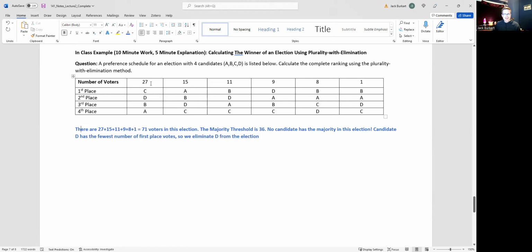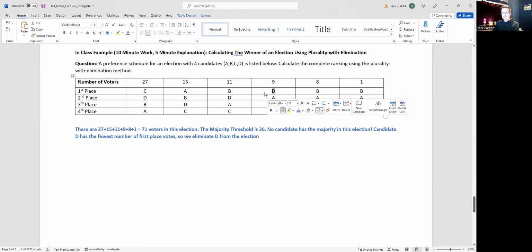Candidate C has 27 votes. That's not a majority. Candidate A has 15 first place votes. That's not a majority. B has 20 first place votes, not a majority, and D only has 9 first place votes, which again is not a majority. In fact, candidate D has the fewest amount of first place votes. So what we need to do is eliminate D from the election.